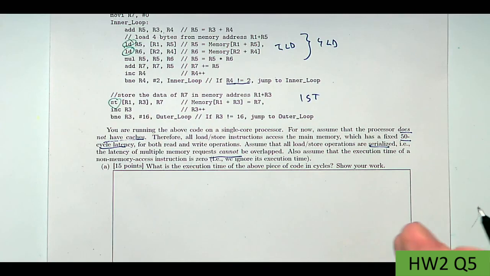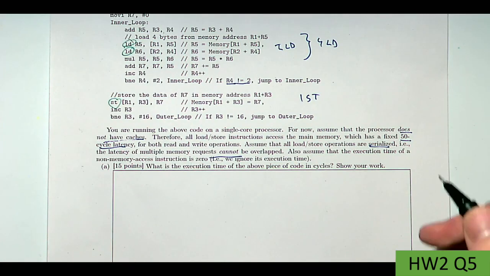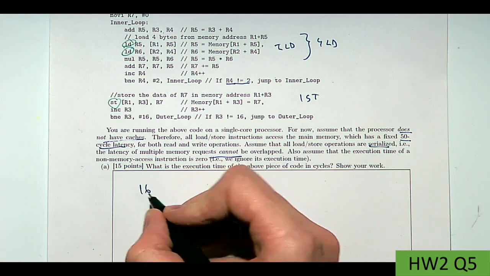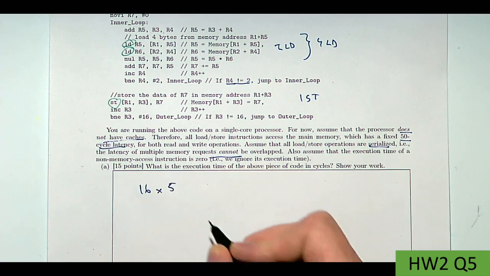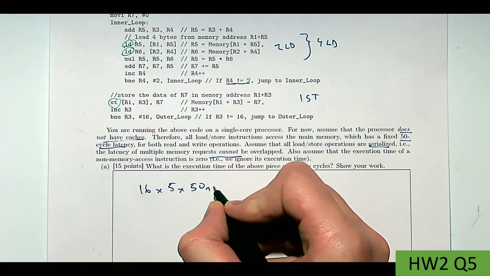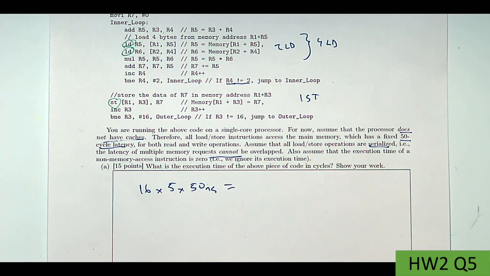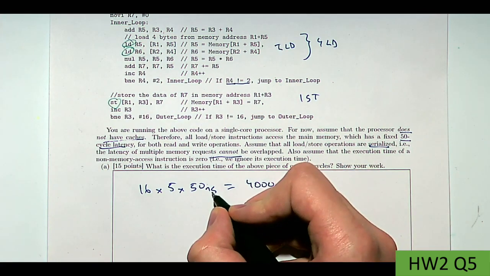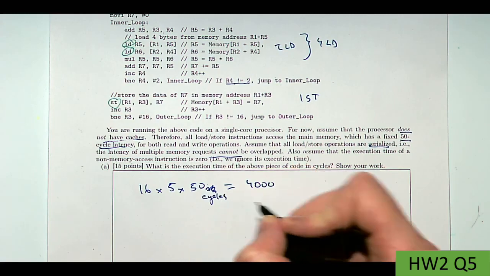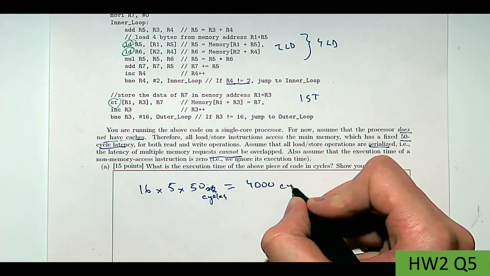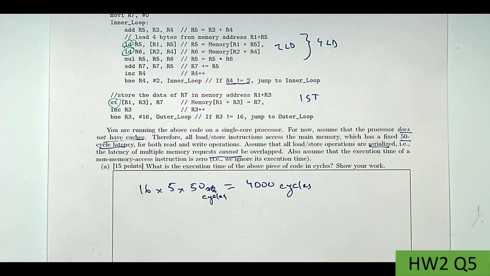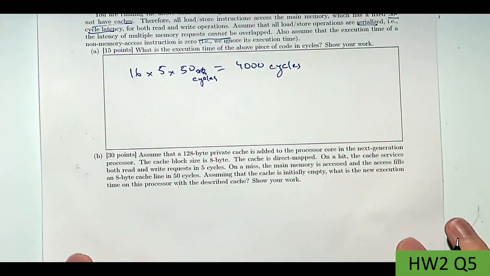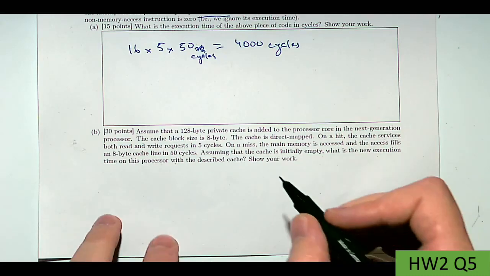Okay, and then the answer of this first part is pretty easy, right? So we have 16 outer loop iterations. We do 5 accesses, and each access takes 50 cycles, not nanoseconds. And if you do the math here, the answer will be 4,000 cycles. Okay, this part is pretty easy, right? Any questions on this?